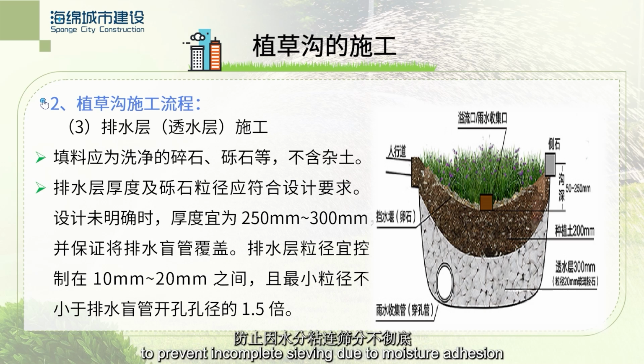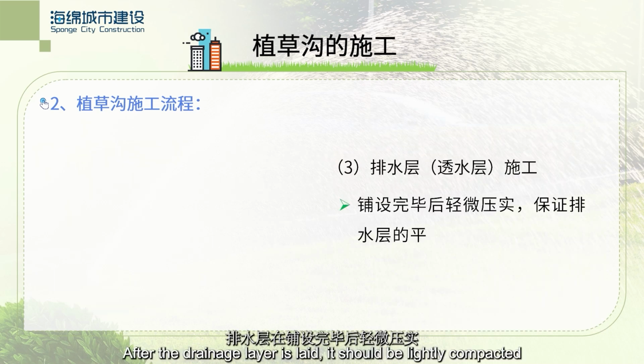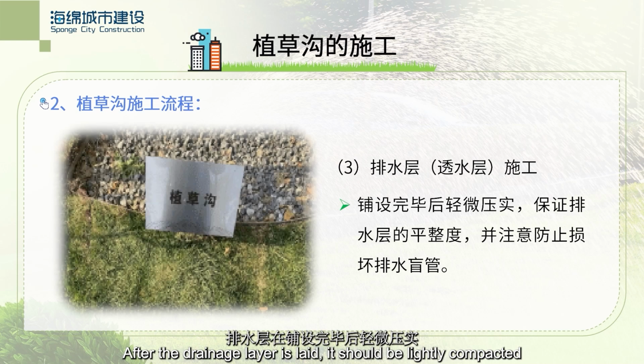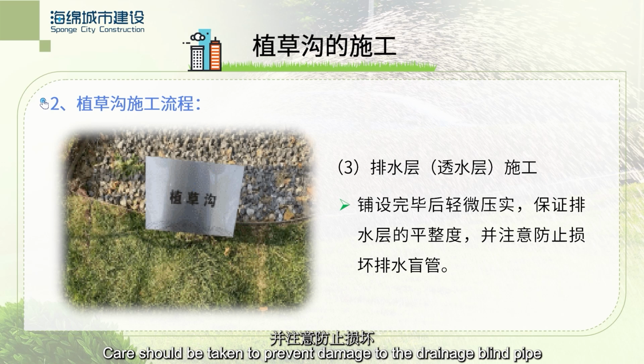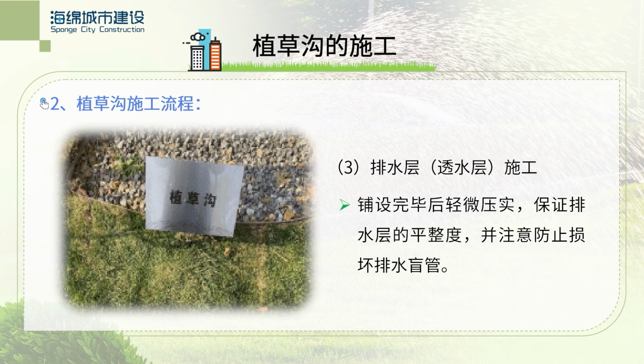To prevent incomplete sieving due to moisture adhesion, after the drainage layer is wet, it should be lightly compacted to ensure the flatness of the drainage layer. Care should be taken to prevent damage to the drainage blind pipe during compaction.